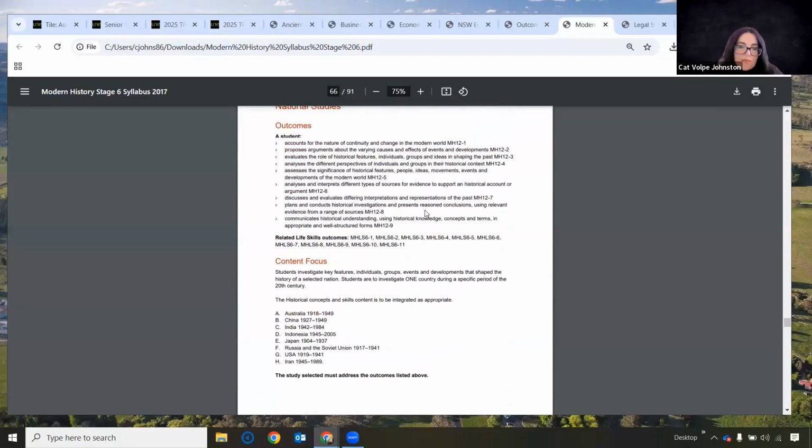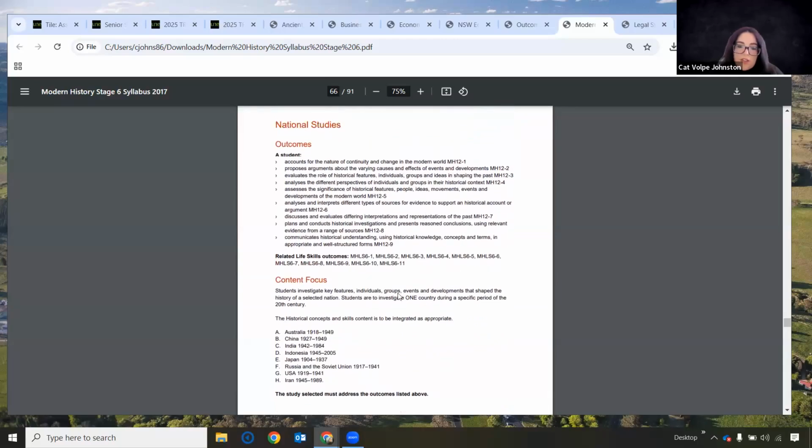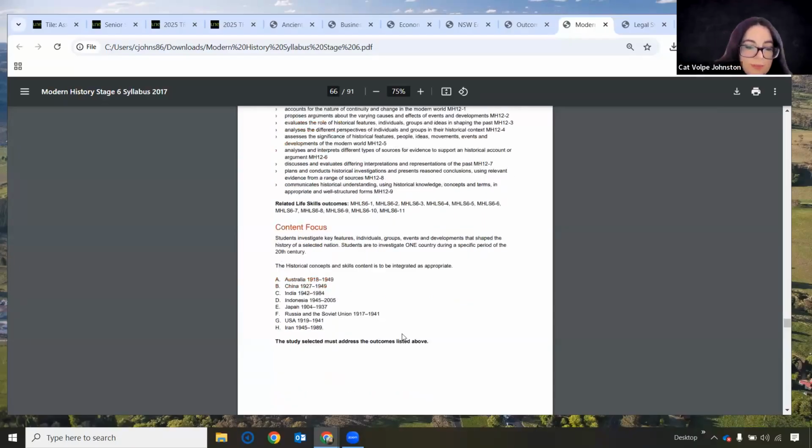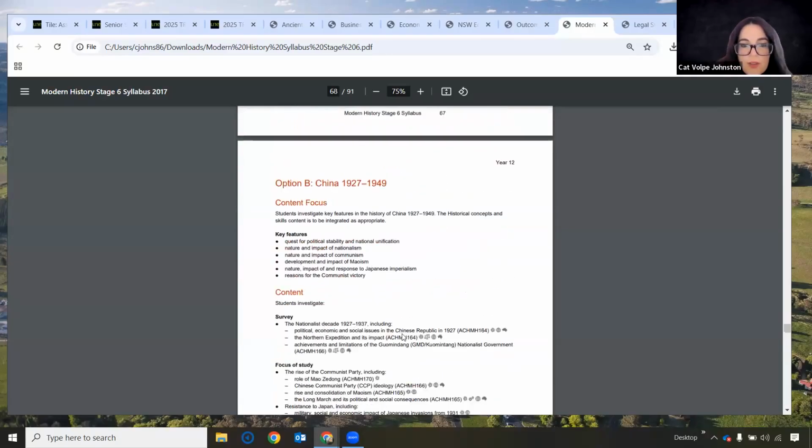The national studies might be a little bit easier. So you're looking at different features, individuals, groups, events, and developments that shaped the history of a selected nation. So you could have a general, overarching question that looks at how the modern world was shaped within one context, and then the second topic could be a second context, so Japan or whatever. Okay, so that would be an option there.